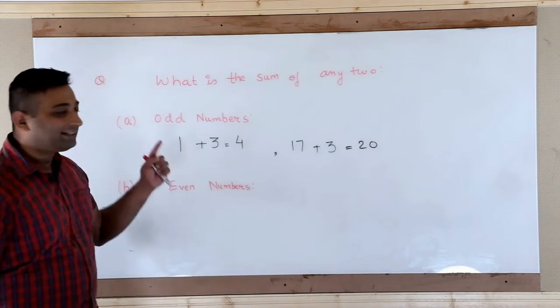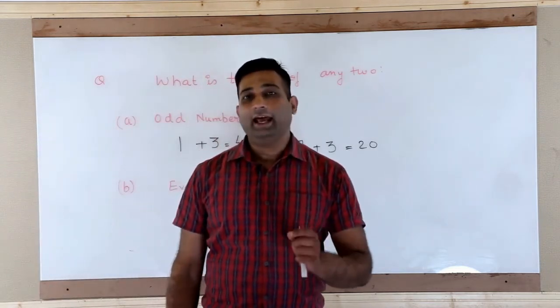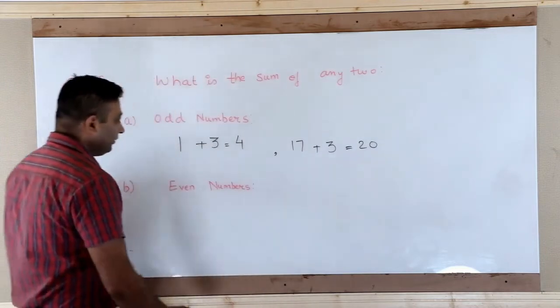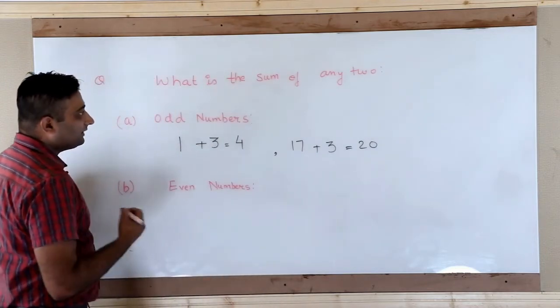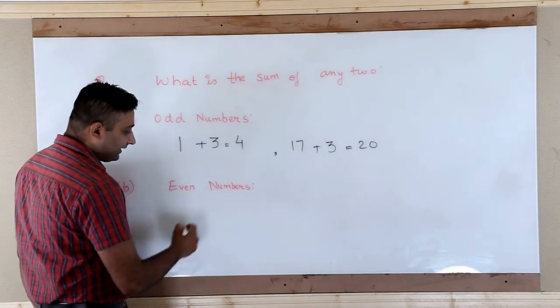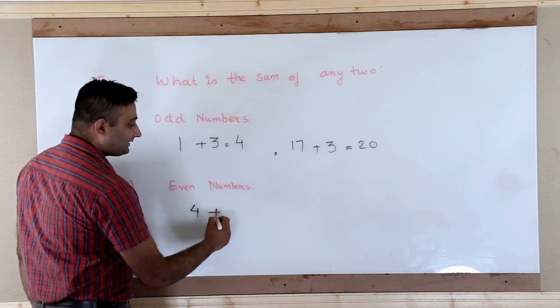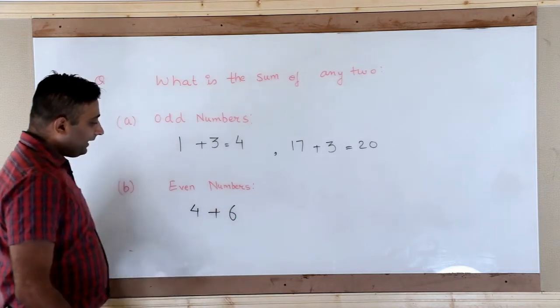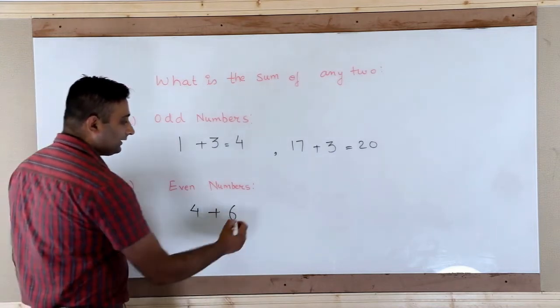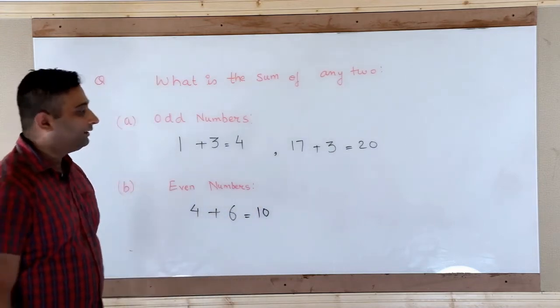Hence, we can say that the sum of any two odd numbers is an even number. Now, let us check what will be the sum of two even numbers. Again, let us take some examples. We know that 4 is an even number and 6 is an even number. The sum of 4 and 6 will be 10, which is also an even number.